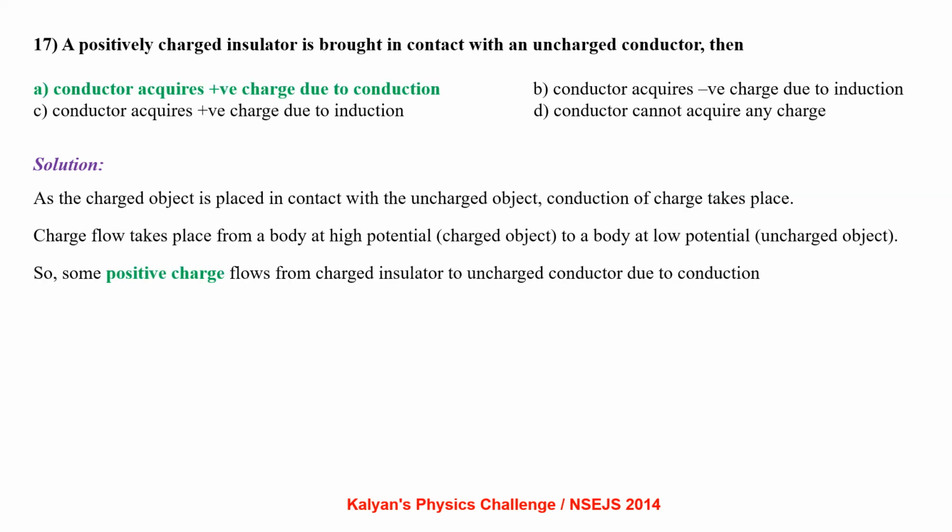A positively charged insulator is brought in contact with an uncharged conductor. Then, as the charged object is placed in contact with an uncharged object, conduction of charges takes place. Charge flow takes place from a body at a high potential to a body at a low potential. So, some positive charge flows from the charged insulator to the uncharged conductor due to the conduction process.